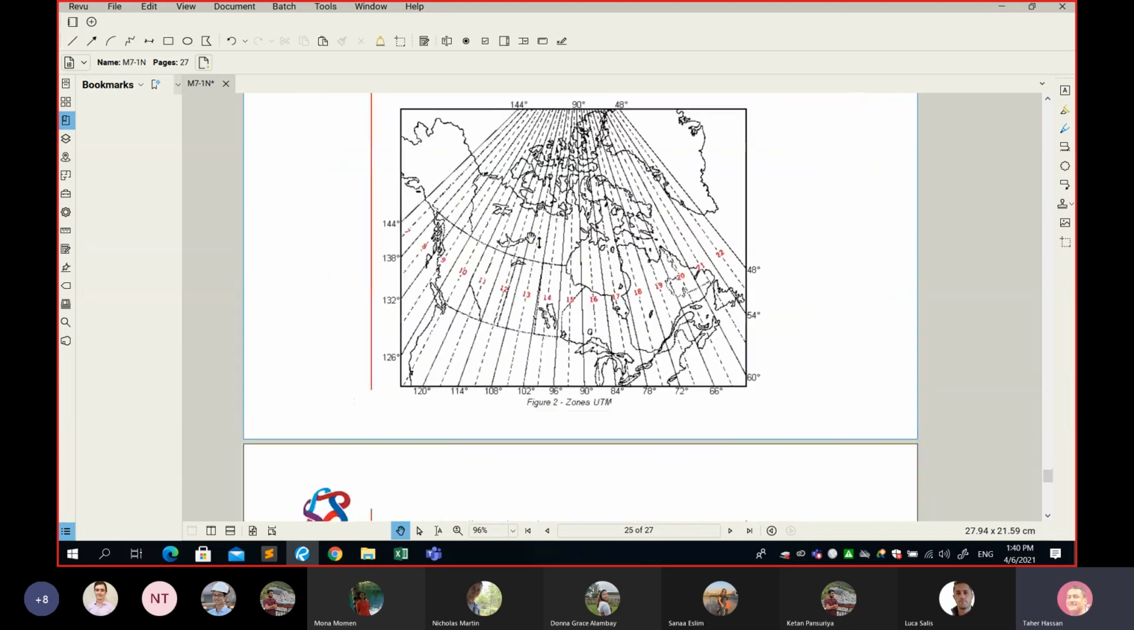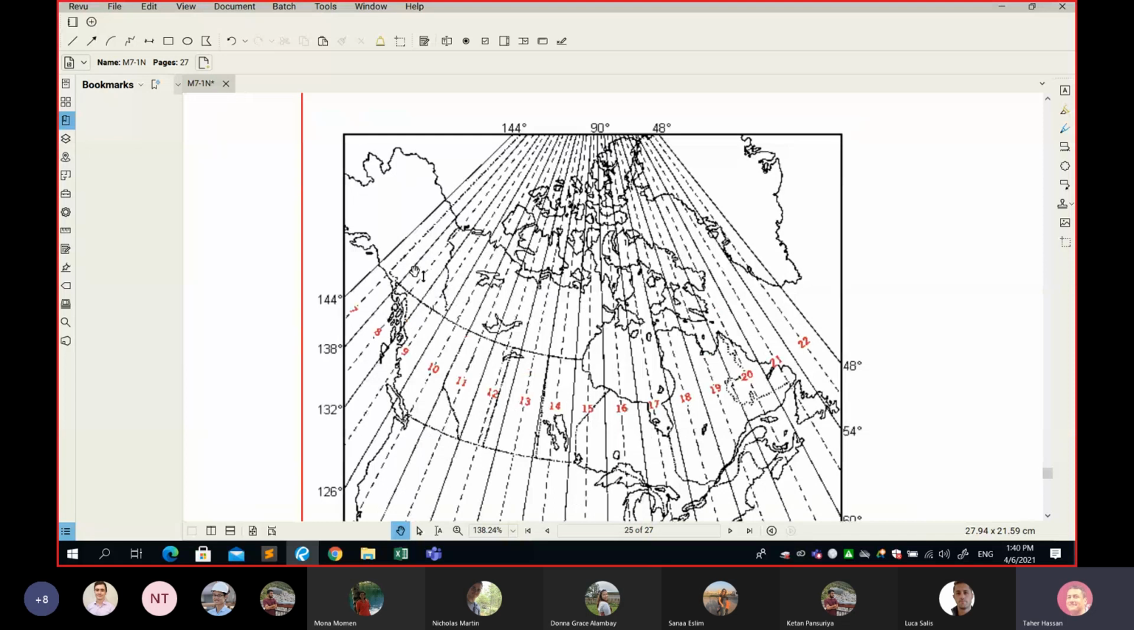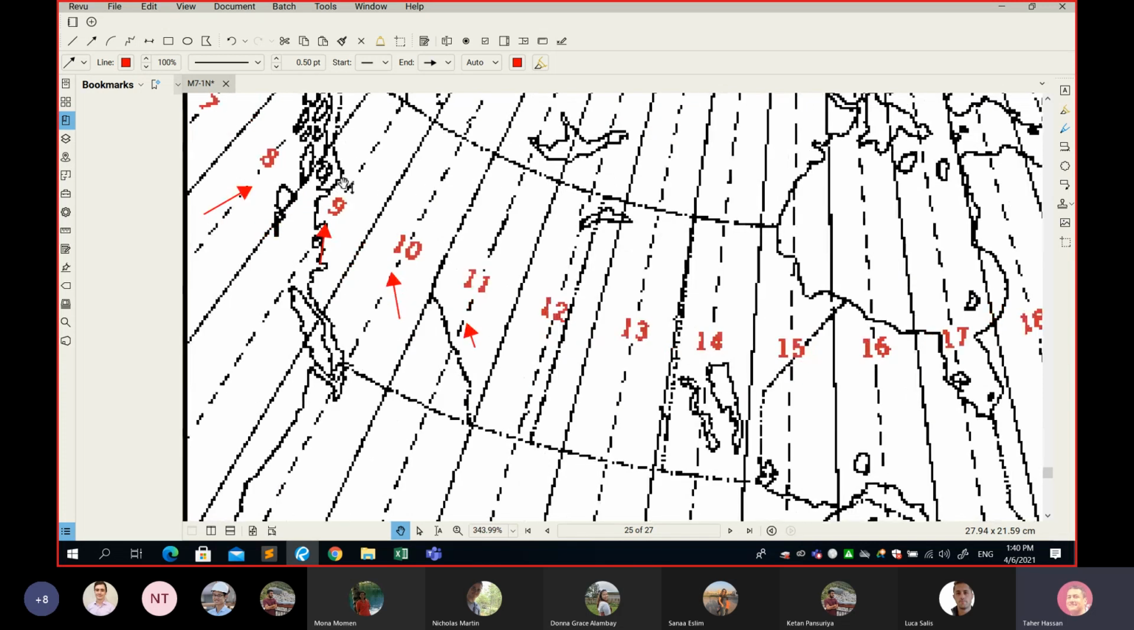Okay, now let's look at Canada. What kind of UTM zones cover Canada? We start here from zone number 7, and zone number 8, 9, 10, 11. Remember, every zone is 6 degrees in longitude wide. All the way to zone number 22. Now, probably we can take a look at Alberta. I'm pretty sure the quality is not great. So watch this. This is Alberta.